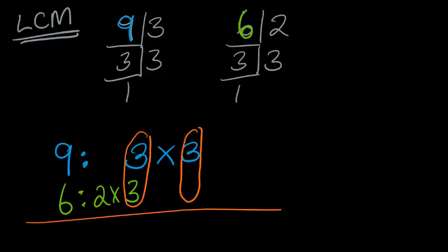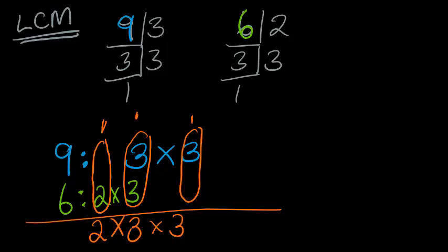So my 2's go together, and my 3's go together, and my 3's go together. They have to be in the same column. So now I bring it down. I say this first column is a row of 2's. The second column is a row of 3's. And the third column is a row of 3's. So if I multiply that out, this is going to be my lowest common multiple. In other words, it is going to be 2 times 3 times 3, which is 18. My lowest common multiple is 18.